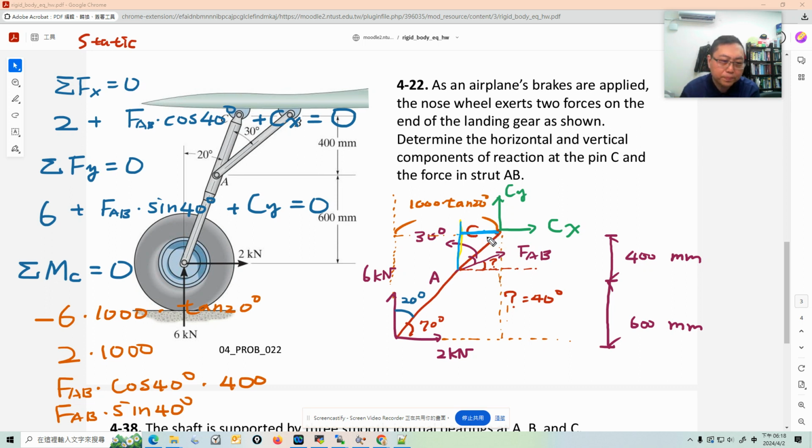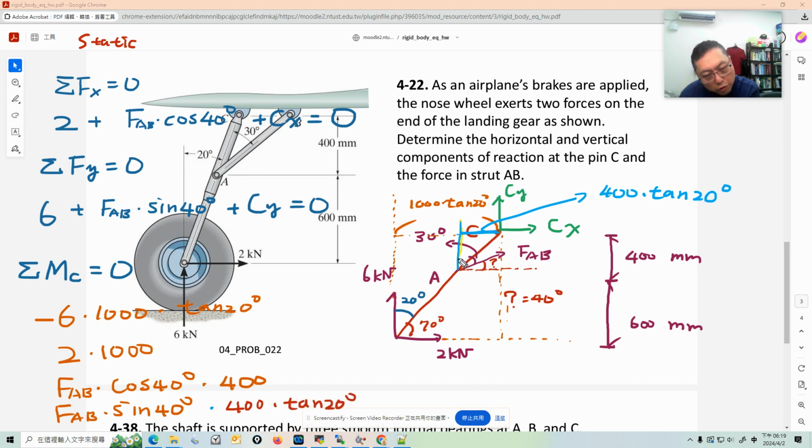What's the distance here? Let me see. 400 millimeter times tangent 40 degree. Let me see, 30 here. So sorry, 30 here, 40 here, so here is 20. So this lever arm here, I think, is 400 times tangent 20 degree. Because here is 20 degrees, so it's 400 times tangent 20 degree.